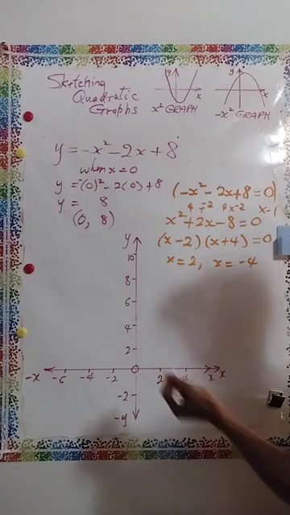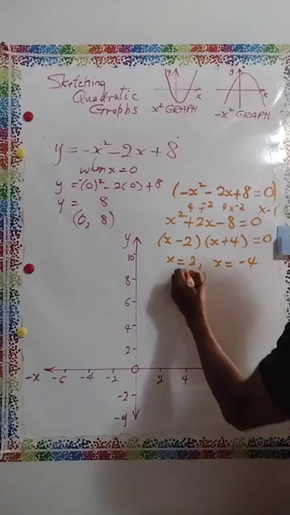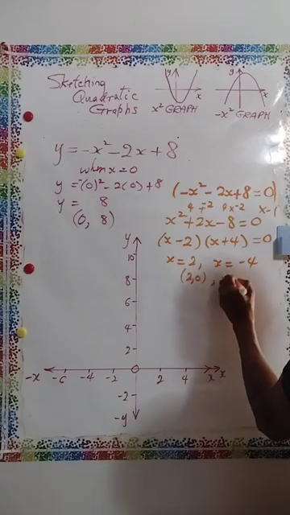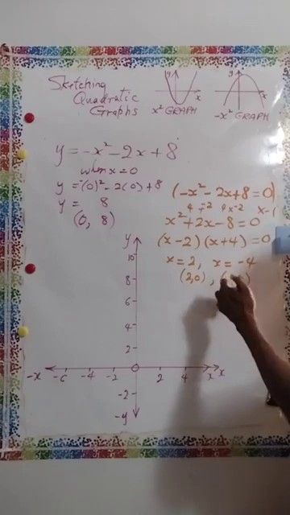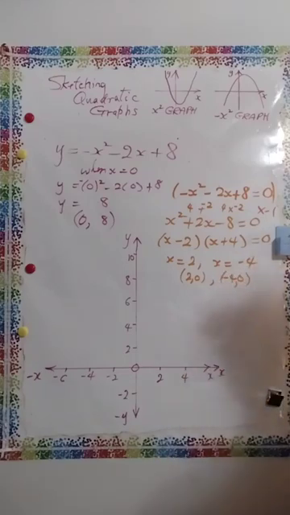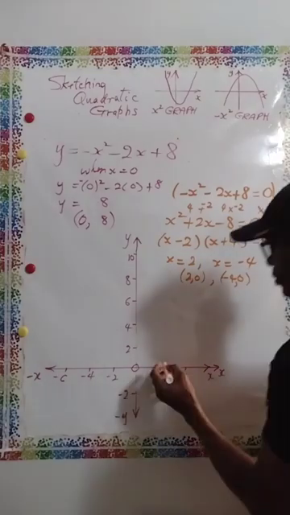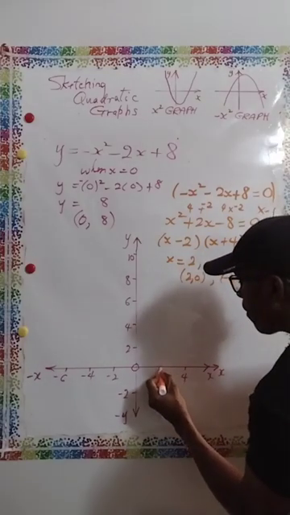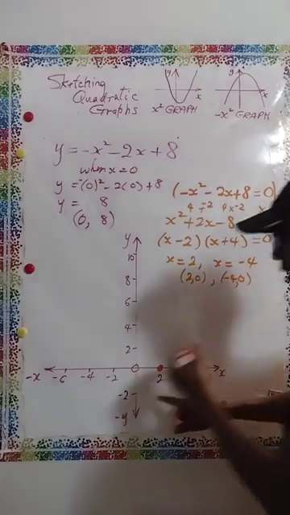So the points that we're going to be plotting will be what? 2, 0 and negative 4, 0. Good. So we're going to plot these points and see what our graph is going to look like. When we plot these points now, we're going to get 2, 0 and negative 4, 0.